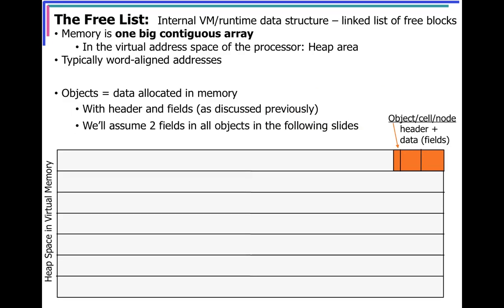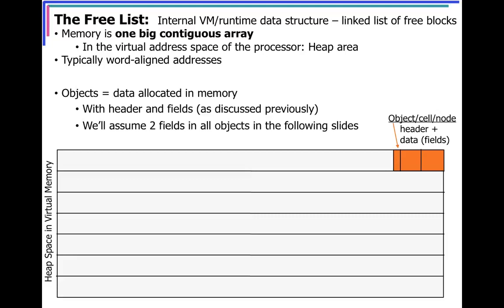The free list, again, is an internal runtime data structure. It's a linked list of free blocks that can represent all of the heap address space that's available in virtual memory of a process. Typically, there are multiple free lists, a small number of them, and each holds chunks of different sizes. But that's beyond the scope of our lecture here, and in general, we're just going to assume a single linked list of free blocks that represent the free space in virtual memory of the heap of the process. We can imagine this memory as one big contiguous array with a set of addresses from start to finish, as depicted here at the bottom of the slide.